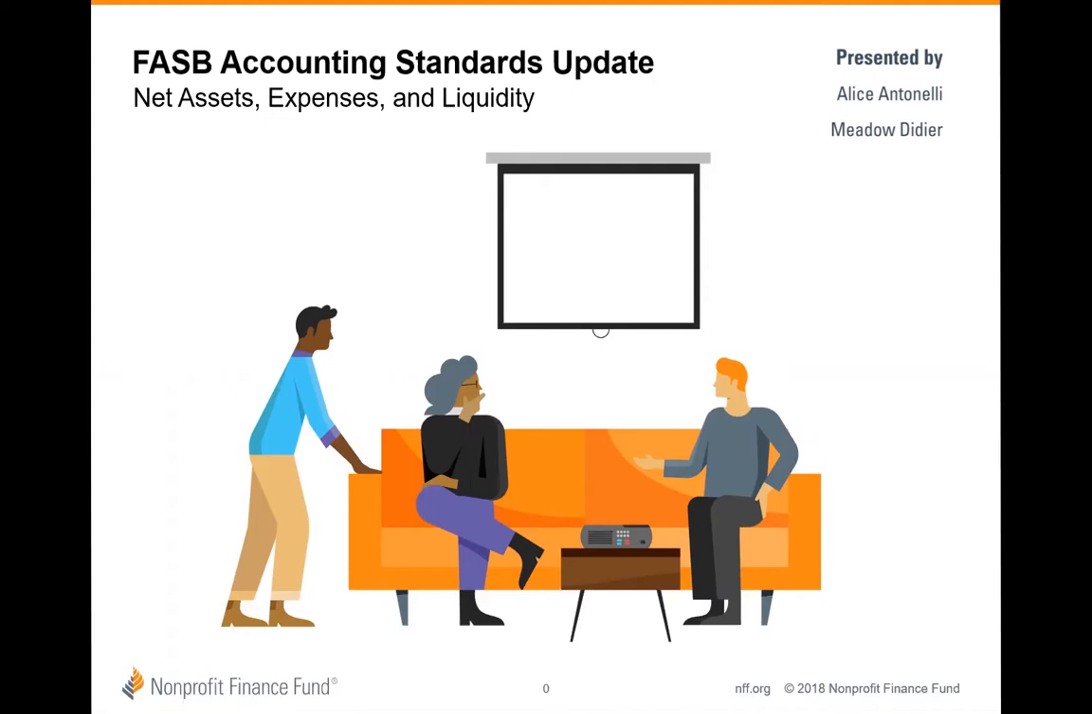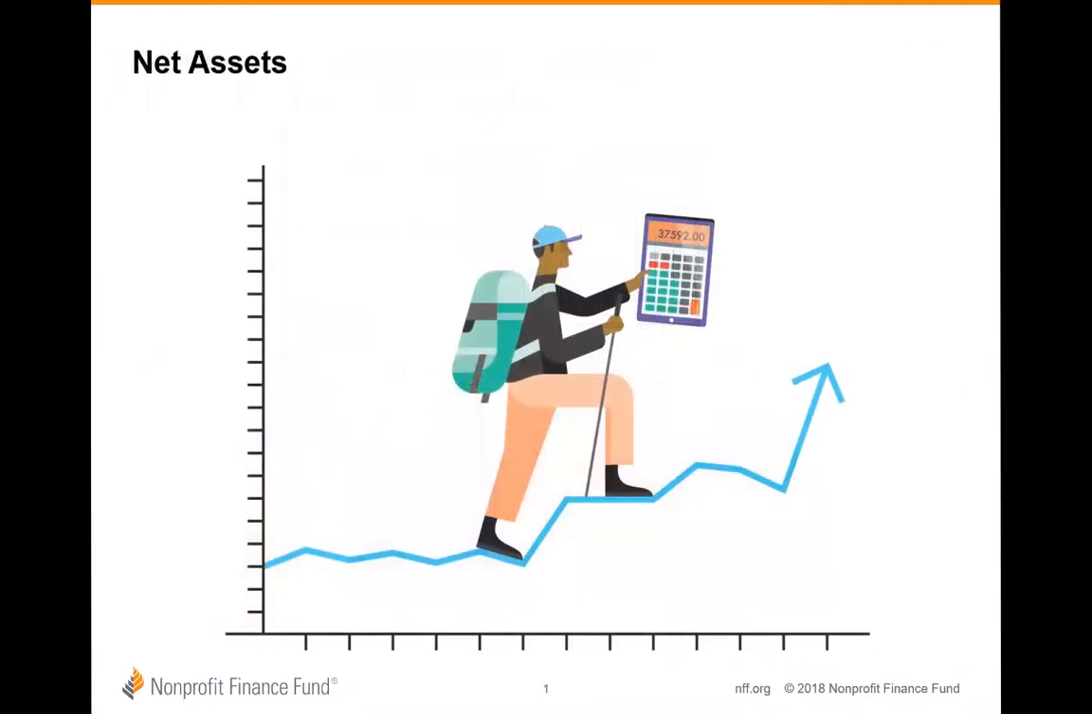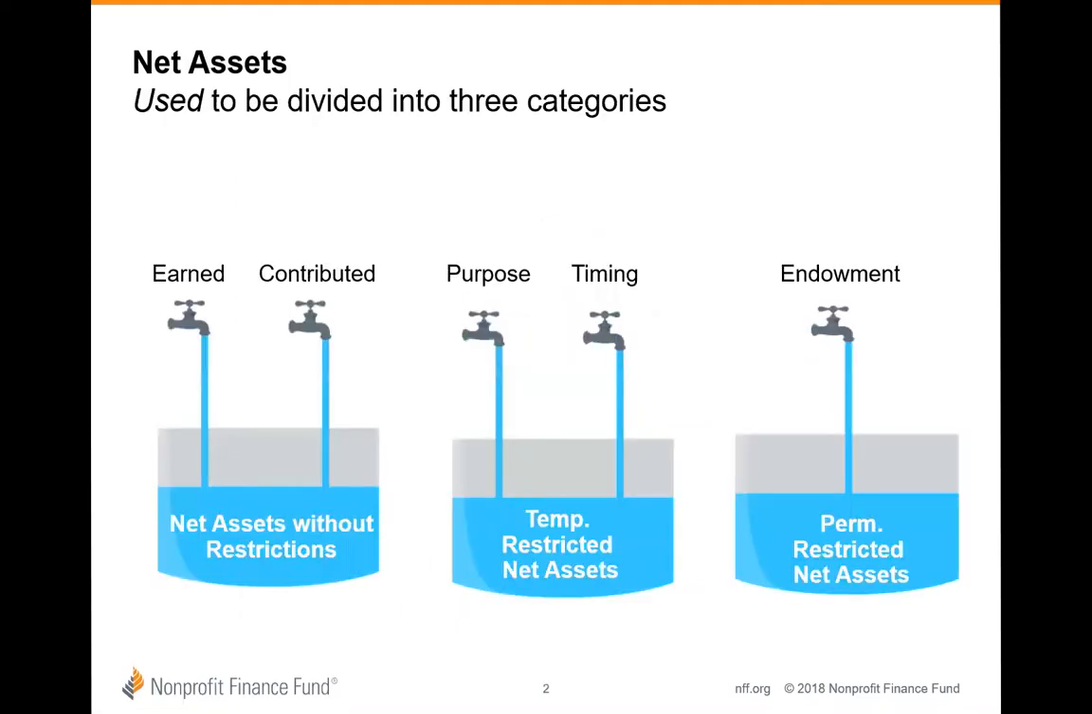In this video, we have picked 3 FASB updates that we think will affect most of our clients and their financials. We'll talk briefly about what is changing regarding net assets, expenses, and liquidity so that you have a clear picture of what's staying the same and what's changing in these categories. So first up are net assets. And we really just have one change here.